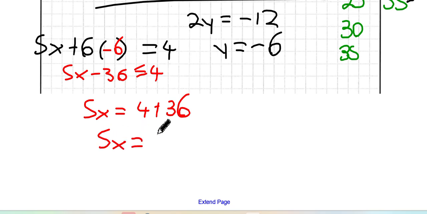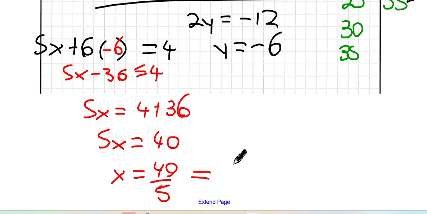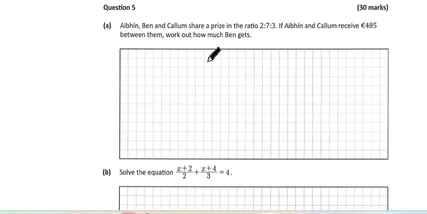And now what happens to the 5? It goes underneath the 40. You use the calculator and 40 divided by 5? 8. Yeah. Alright.